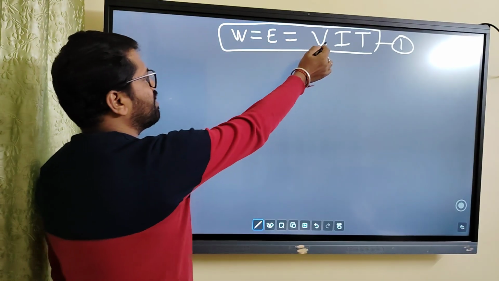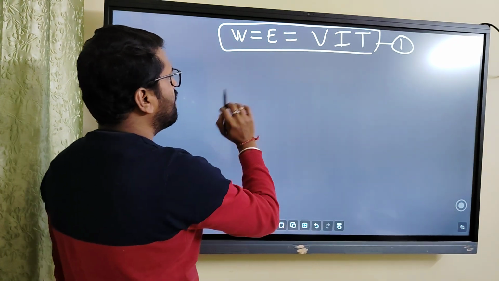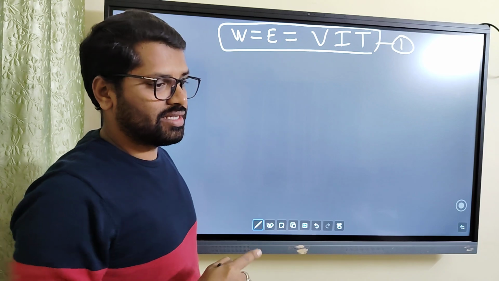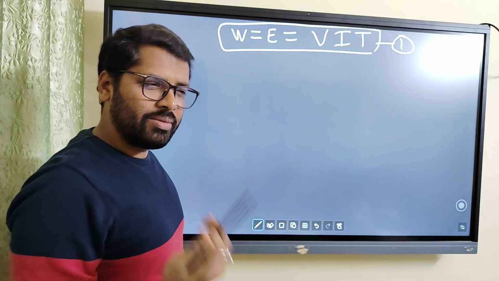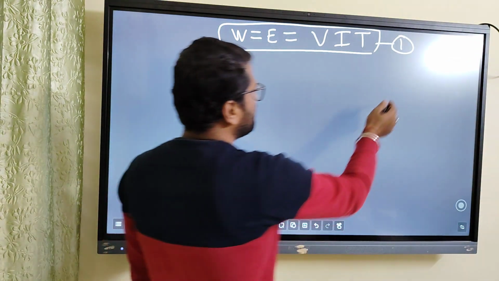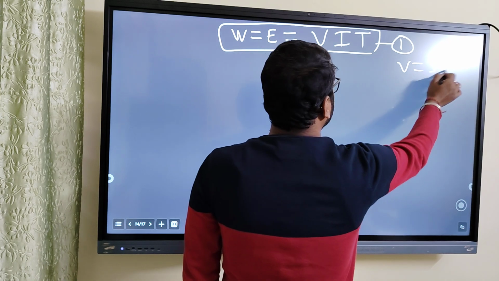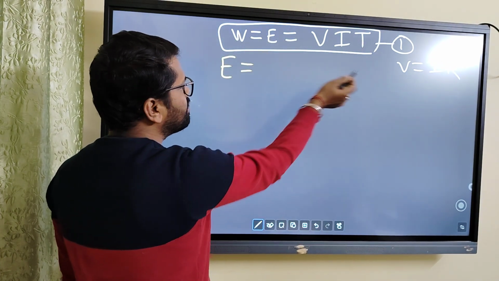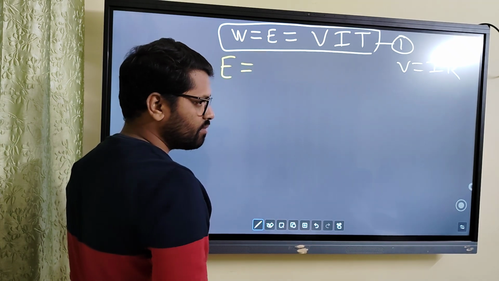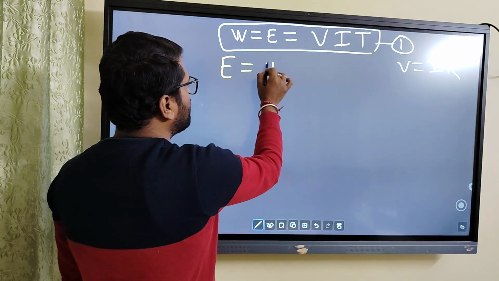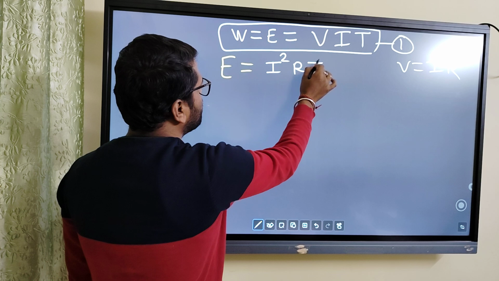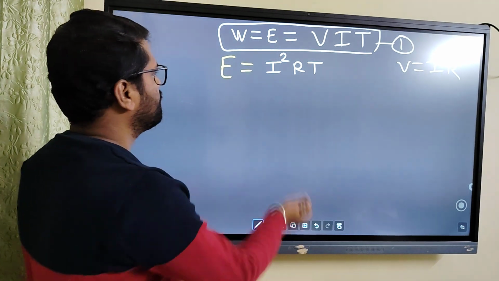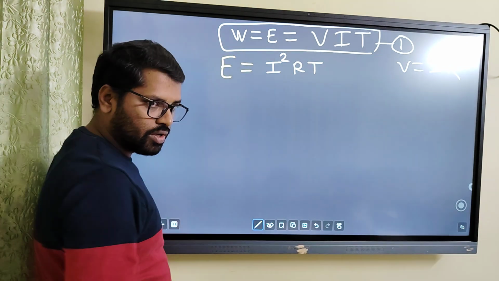Now, energy is VIT. Another one, using Ohm's law. I said last class, Ohm's law is the soul of this chapter. It's very, very important. Everywhere we use Ohm's law. So what is Ohm's law? V equals IR. So now, instead of V, what will you give? IR. So it will be I square RT. Instead of V, we keep IR. So we get I square RT, which is Joule's law.